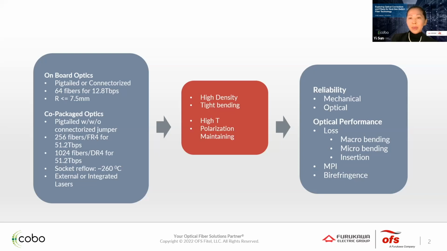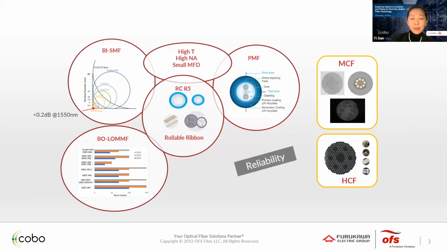of the fiber and the optical performance, including loss and MPI by refrigerants. So this slide overviews the fiber technologies. The fiber for onboard optics and the high density pluggables can choose either the bending sensitive single mode fiber or bend optimized multimode fiber.